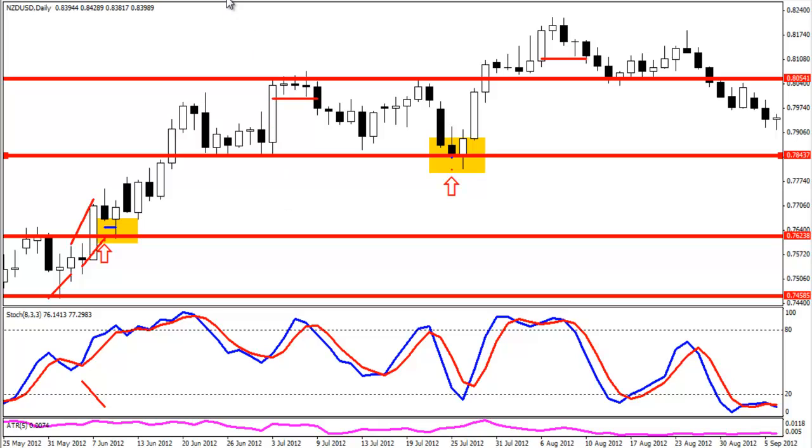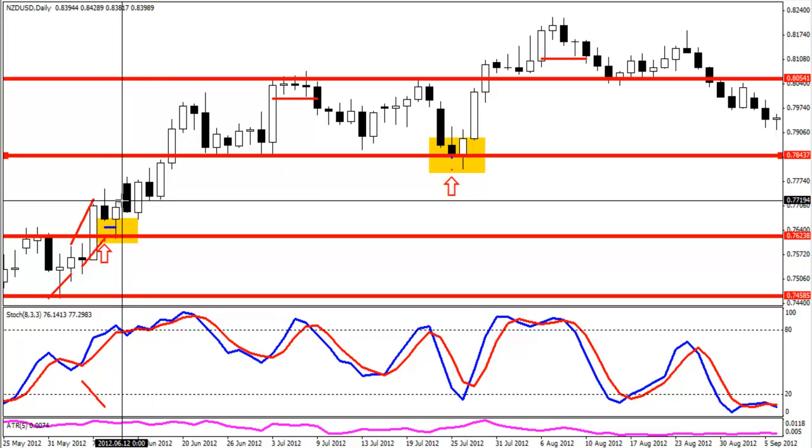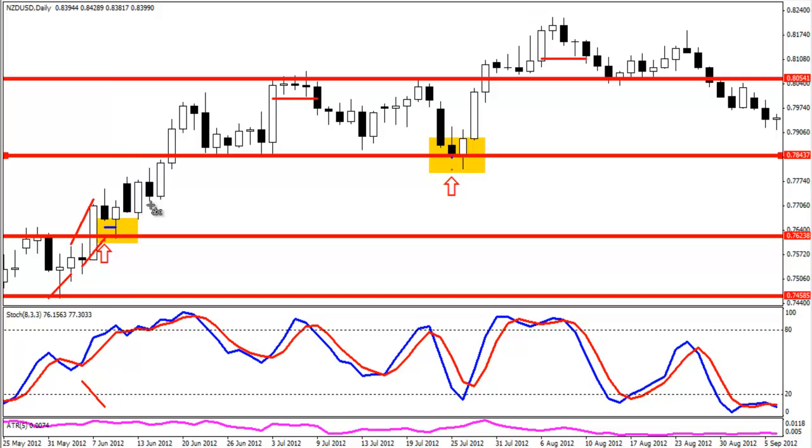If we look now at the daily chart trades, the daily chart trades are risking around 100 pips here to make 270. So roughly speaking, a 2.7 to 1 reward to risk.